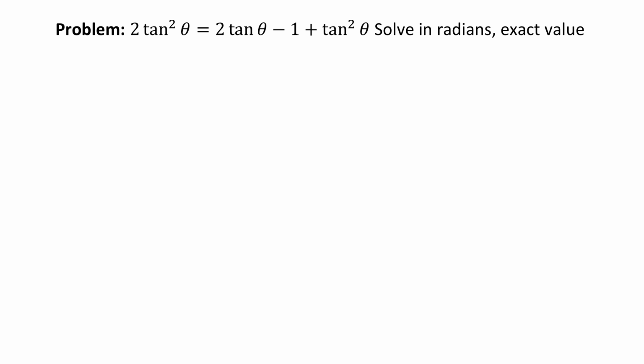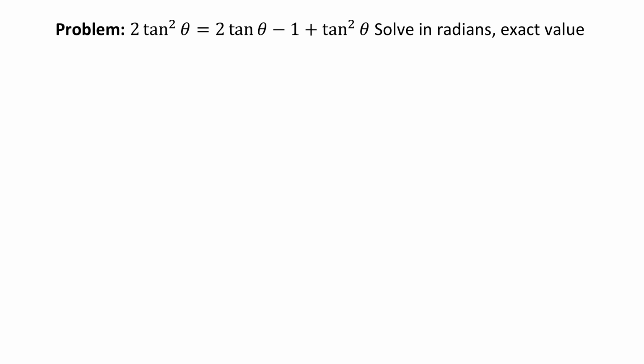So here we have 2 tan squared theta equals 2 tan theta minus 1 plus tan squared theta. We want to solve in radians and get the exact value. So I'd encourage you to pause the video and at least give the algebra a try. See if you can get all the terms to one side and maybe even factored.